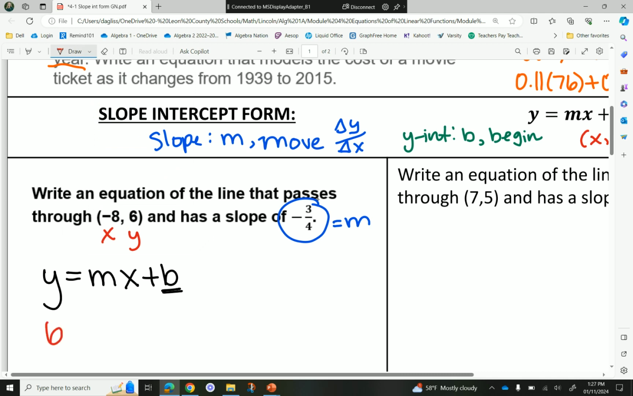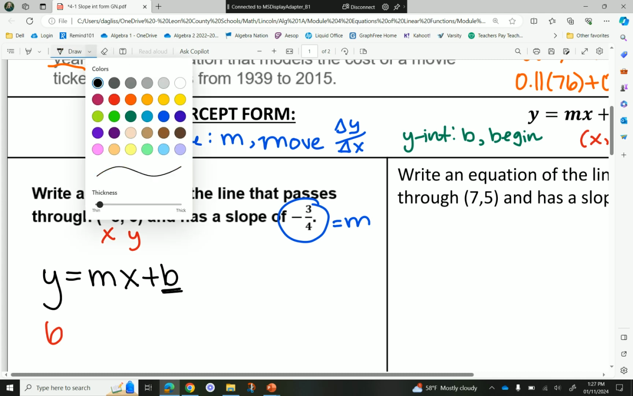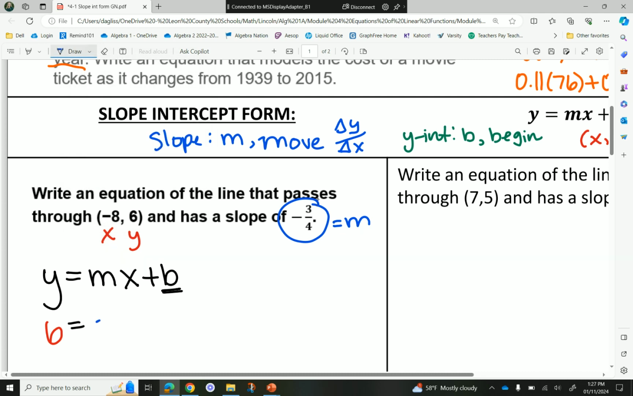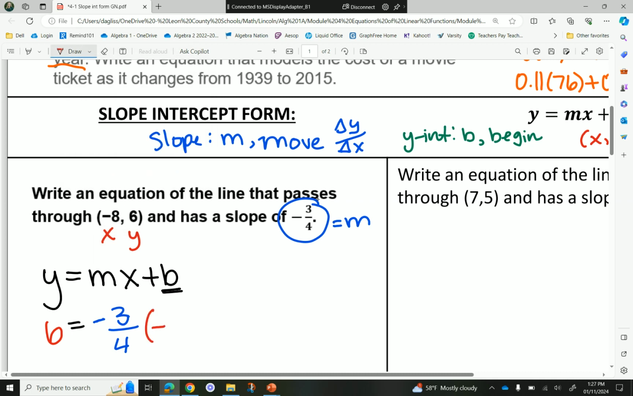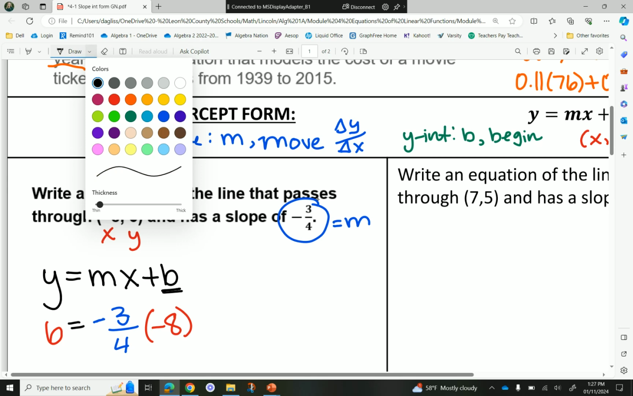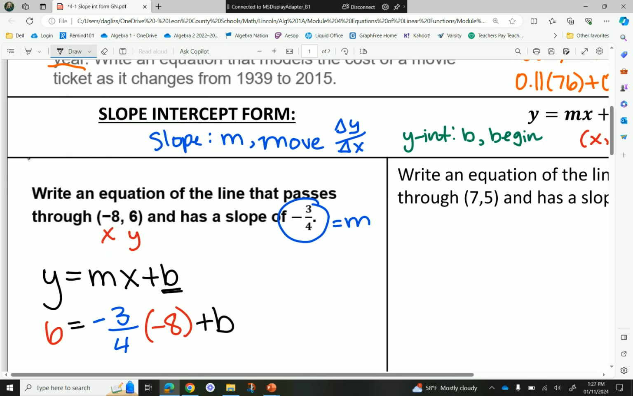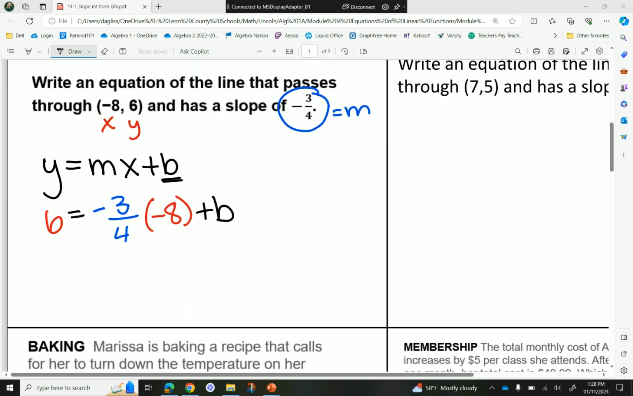6. There you go. Do I have a value for my m? Yes. What is it? Then put the -8 in for x. I have a value for my x, and we do not have a b. B is what's missing. All right, let's find my b. I can easily find it.